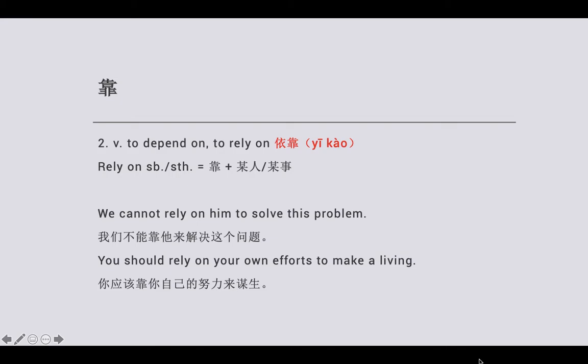And now the second usage of 靠 is another meaning of the verb to depend on, to rely on. And actually, it gets the idea from the vocabulary 依靠, 依靠, depend on is the same meaning. 靠, 依靠. Rely on somebody or rely on something is 靠某人 or 靠某事.